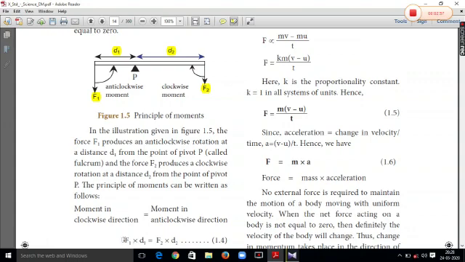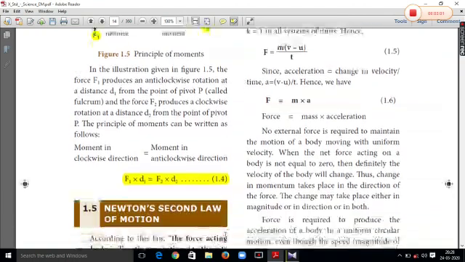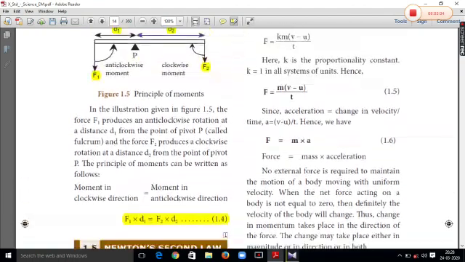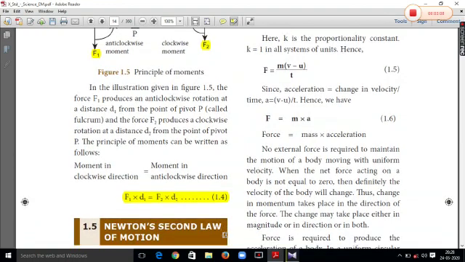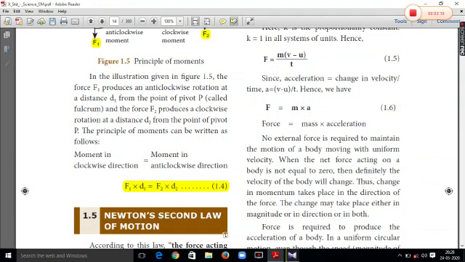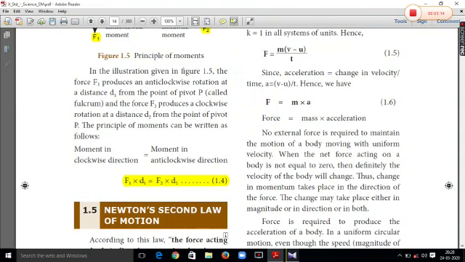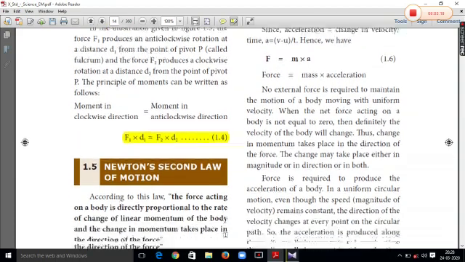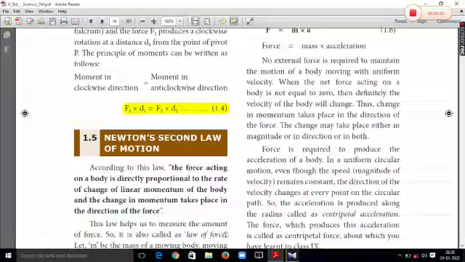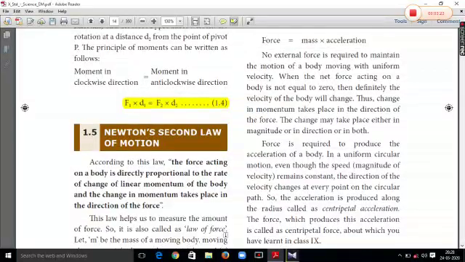Let us take F1 is equal to 20 gram, d1 is equal to 0.2 centimeter. Then F1 d1 is equal to 20 into 0.2 is equal to 4 gram centimeter. F2 is equal to 10 gram, d2 is equal to 0.4 centimeter. F2 into d2 is equal to 4 gram centimeter. From this, you know that moment in clockwise direction is equal to moment in anti-clockwise direction.